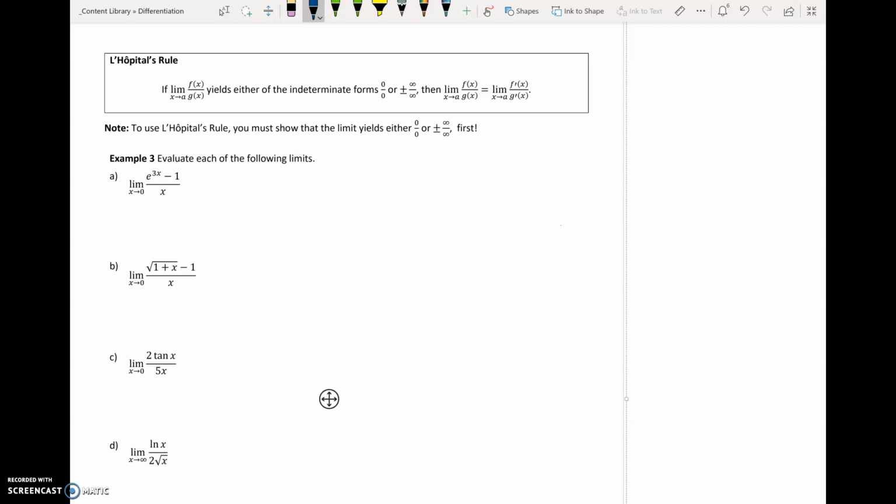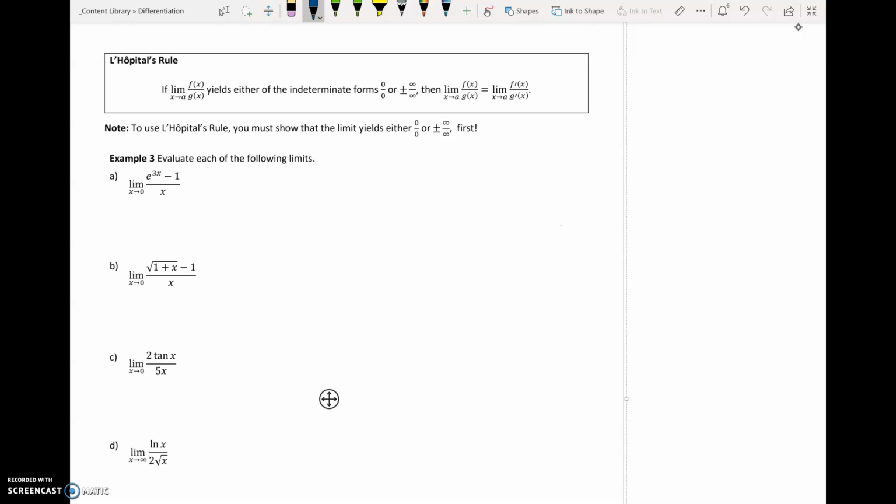In this video, we're going to look at L'Hopital's rule. This is the last lesson before your unit test and the last lesson for this unit. L'Hopital's rule is an application of derivatives, and we're going to use this to help us determine the limit of indeterminate forms. More specifically, the limit of f of x over g of x, so function over function.